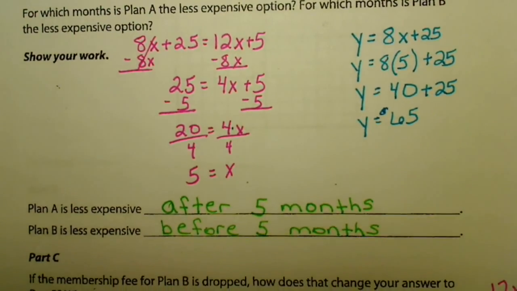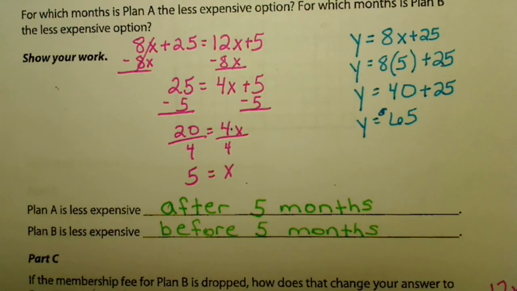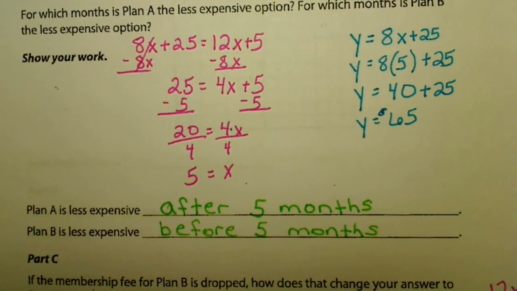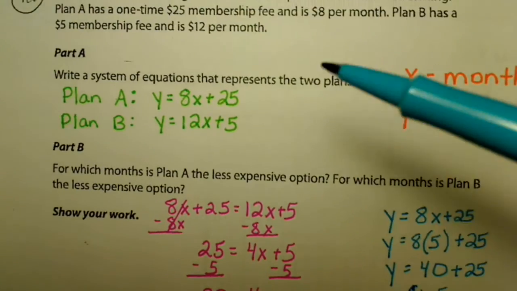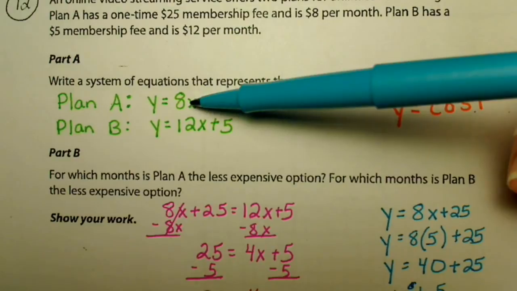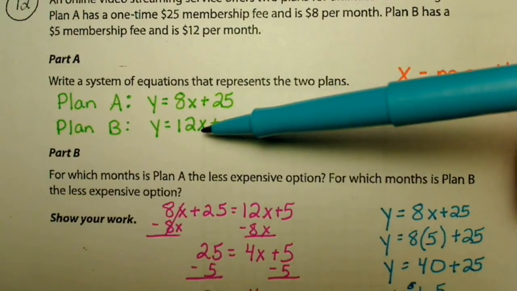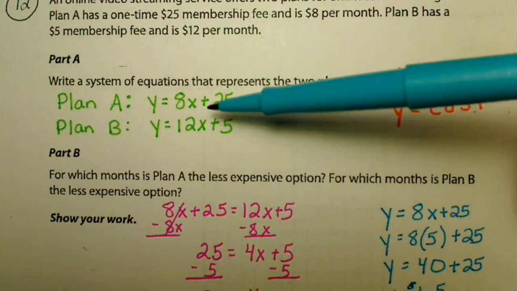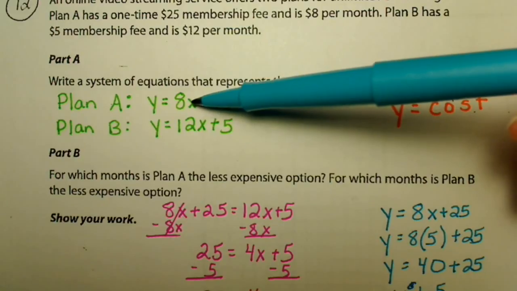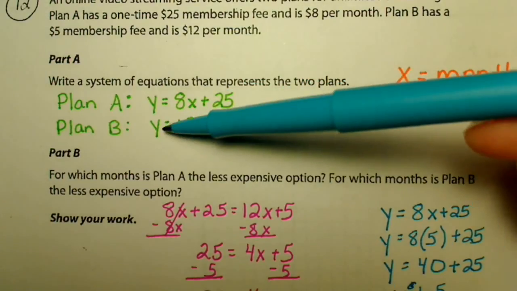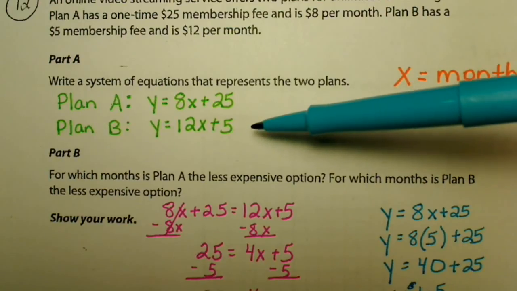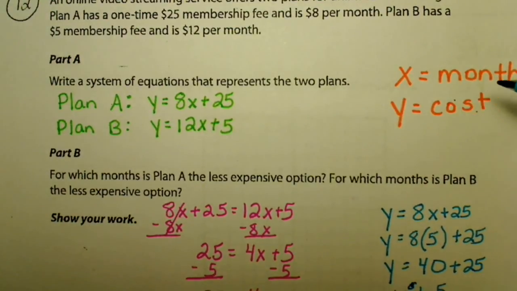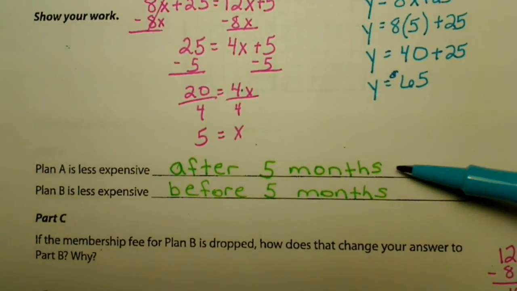So your answers are Plan A is less expensive after 5 months, and Plan B is less expensive before 5 months. And another way you could even try this, if you wanted to, is take, let's say, 2, plug 2 into this equation, and plug 2 into this equation, and see which one has a better deal. So if you use this company for 2 months, how much would it cost? And if you use this company for 2 months, how much would it cost? Since X is the months. And that would help you also in determining this part.